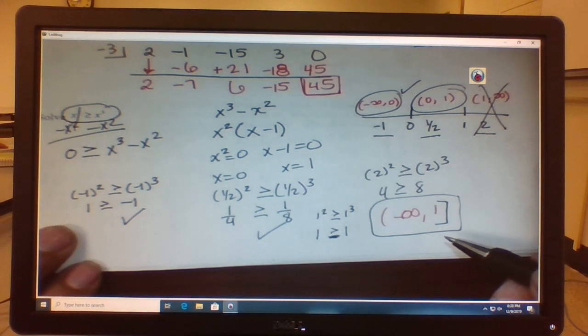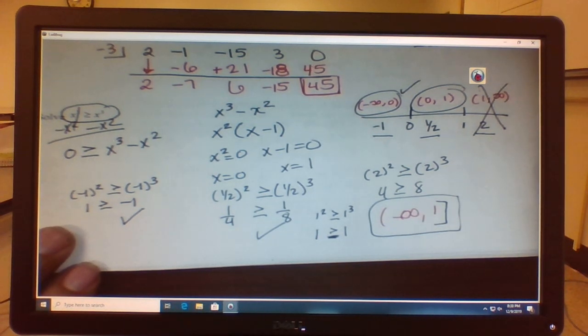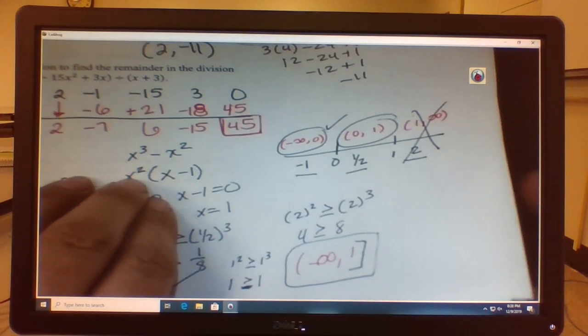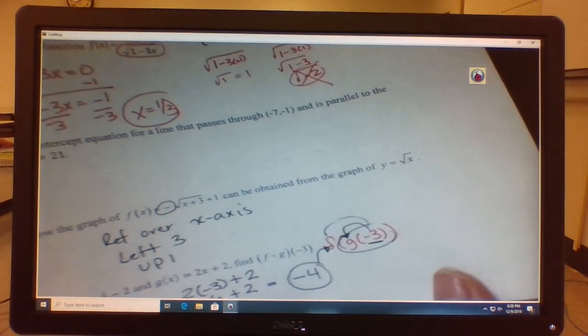Like nothing changes on this problem. So you could go to number 12 on your test. It's that one. Boom. Oh my God, we're almost done, I think. Two more.